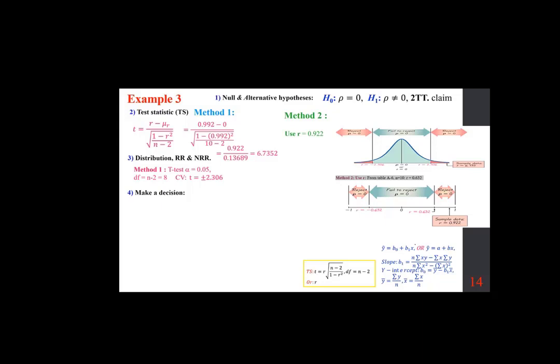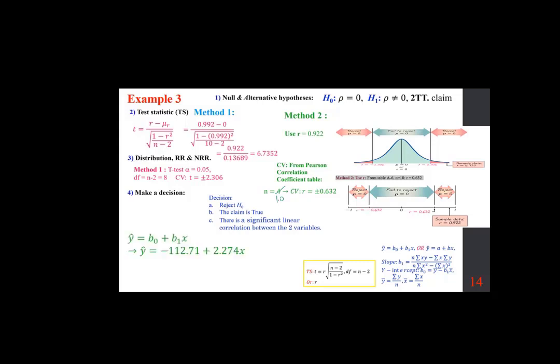And from a Pearson correlation coefficient table, alpha of 0.05, n equals 10, we come up with plus minus 0.632. And in both cases, as you can see, we end up with the same result. We reject H0. And so there is a correlation. And then we go through the process. We calculate this. We already have that, by the way. I just wanted to show you the test of hypothesis. And there is a significant linear correlation. We simply plug in and we end up with the following answer.